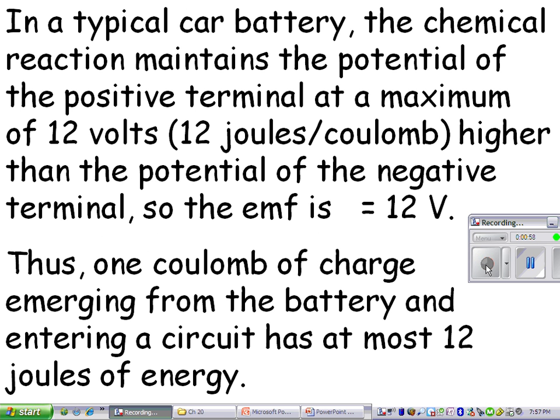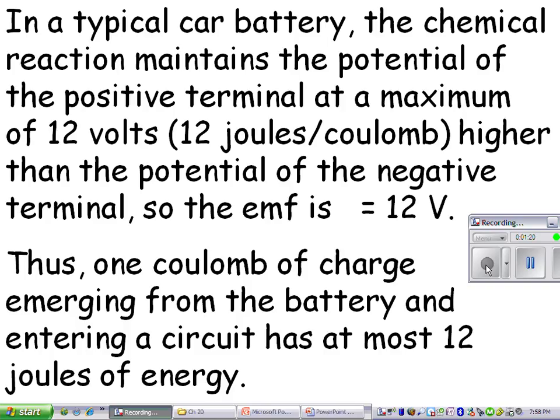In a typical car battery, the chemical reaction maintains the potential of the positive terminal at a maximum of 12 volts. 12 joules per coulomb is what that means. It's higher than the potential of the negative terminal, so the EMF is 12 volts. That's basically the pressure that's put on the charges to move through the circuit.